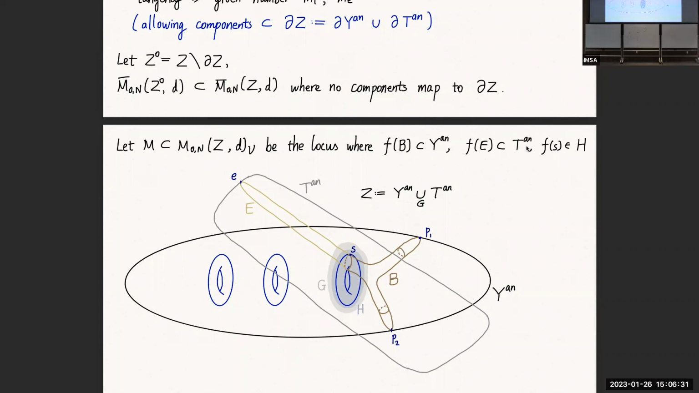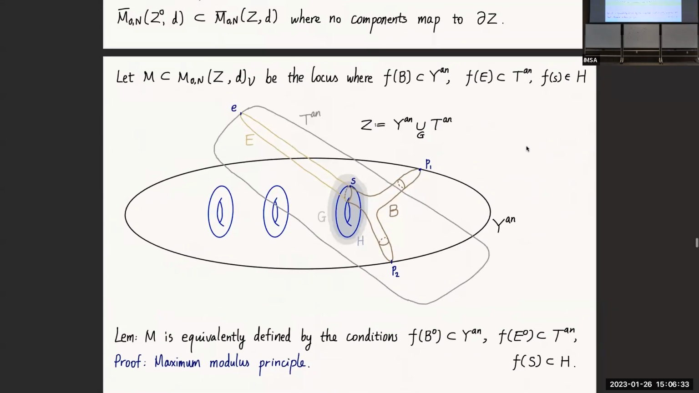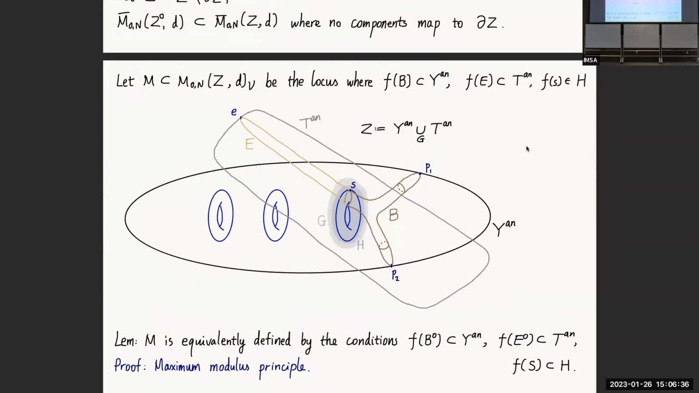Okay. So let's just remark that the conditions body in Y, end in T, and marked point in H are equivalent to the condition that the open body disk lies in Y, the open end disk lies in T, and the circle lies in H. This follows from the maximum modulus principle.